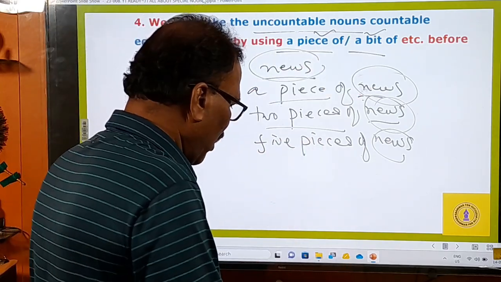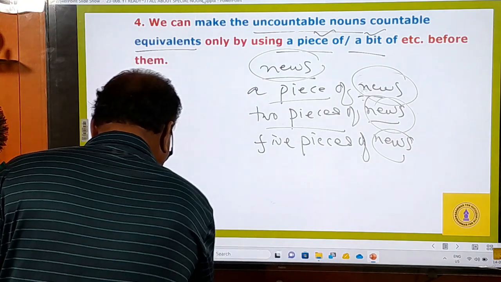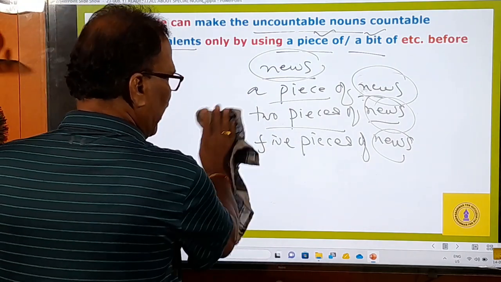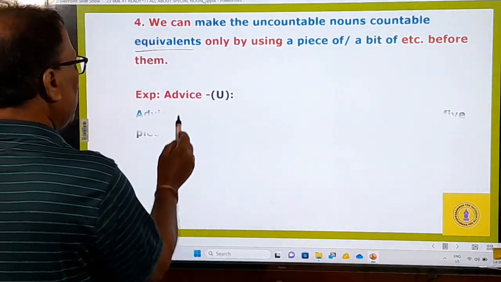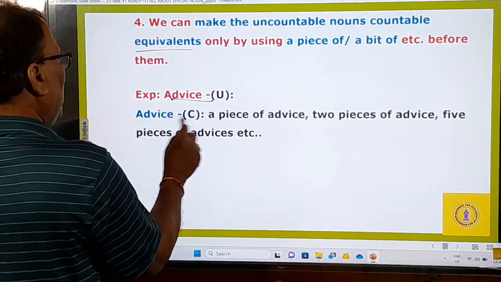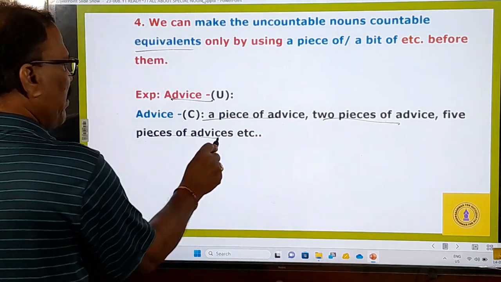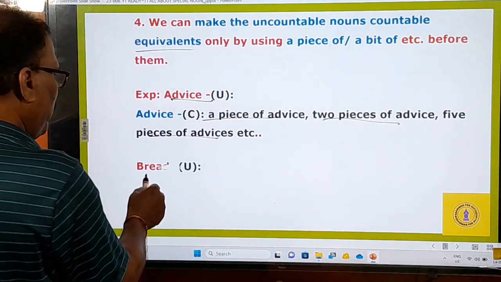So if you want to make uncountable nouns countable, you have to use a piece of, or a bit of, a bottle of, an acre of, a box of, something in front of them. For example, advice is an uncountable noun. To make it countable: a piece of advice, two pieces of advice, five pieces of advice, like that.